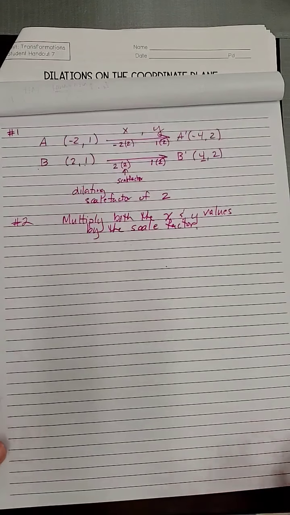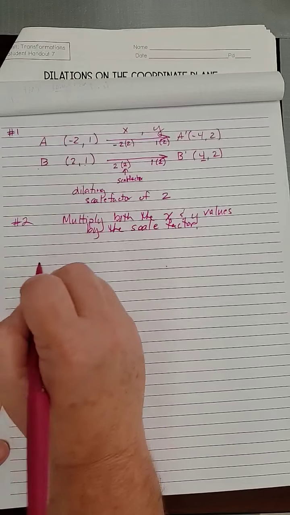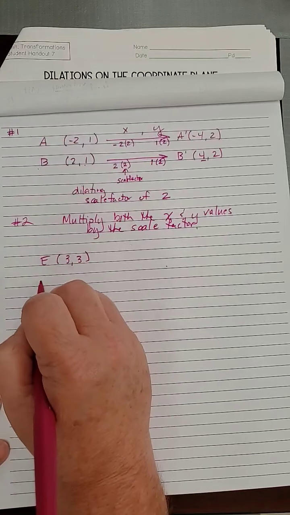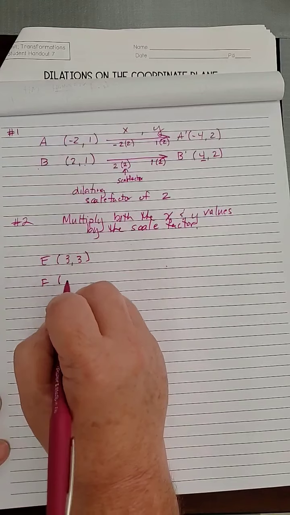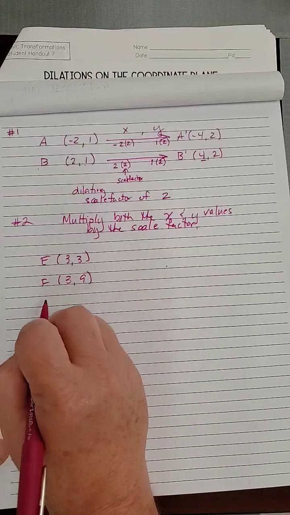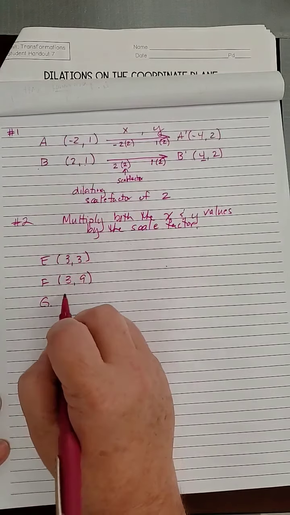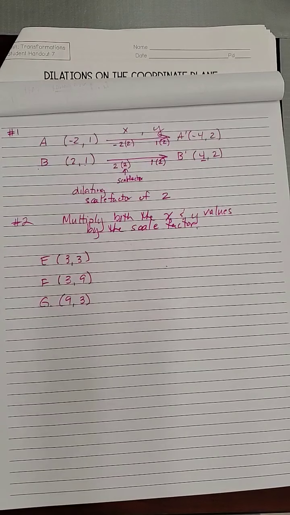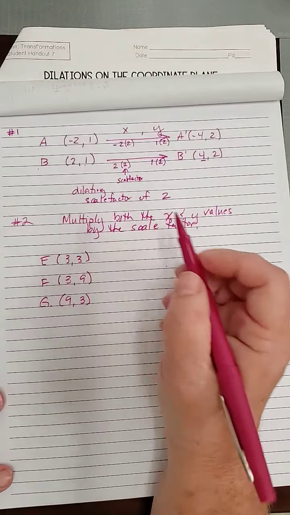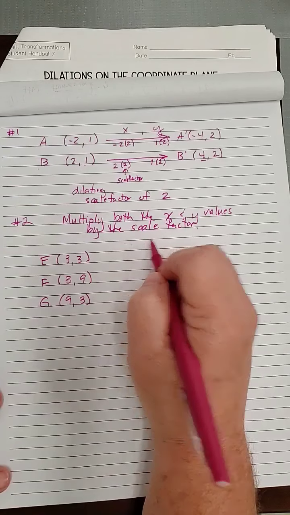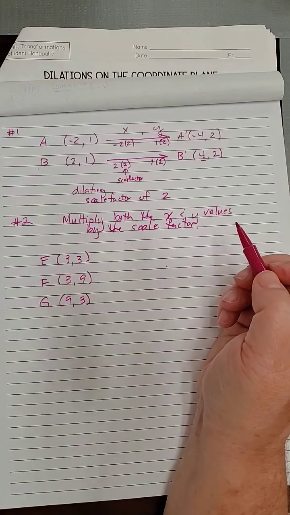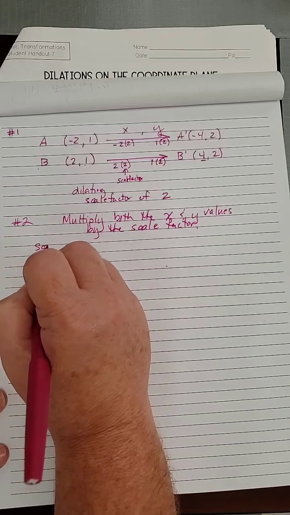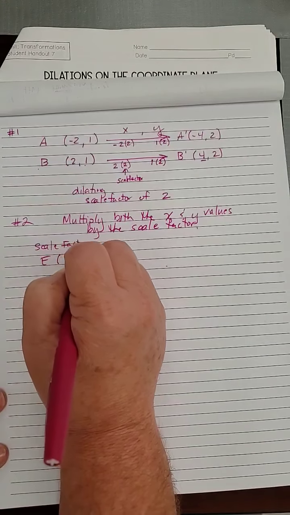All right, so here are our points. Point E was at 3, 3. Point F was at 3, 9. And point G was at 9, 3. And I know that I'm going to multiply my x and my y values times the scale factor, and the scale factor was 2/3.